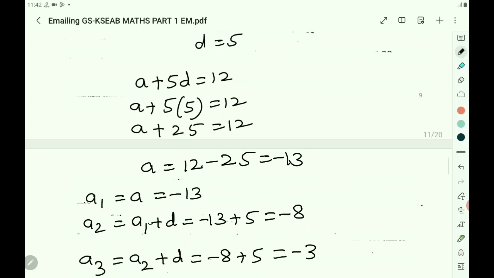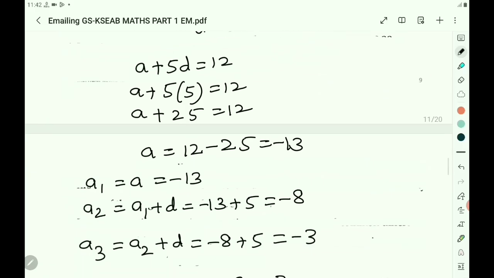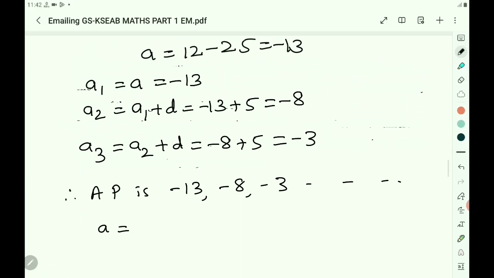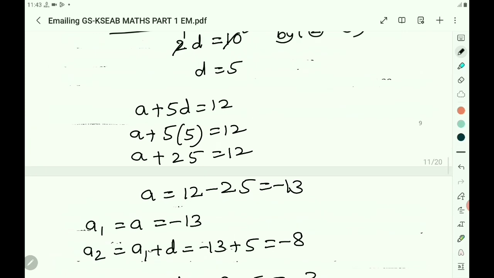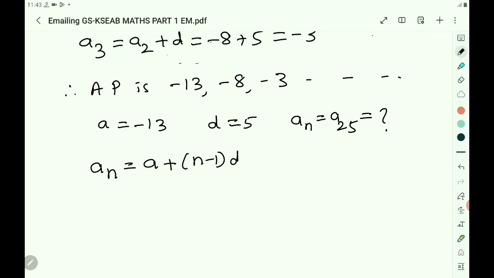Then you find the 25th term. Which term we have to find out? 25th term. Then you write the formula for an. A is equal to what? Minus 13. D is equal to 5. Here which term we have to find out? An equals a25 is equal to question mark. Then you write the formula for an. An equals a plus n minus 1 into d.